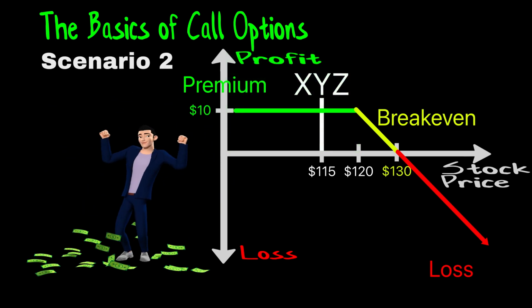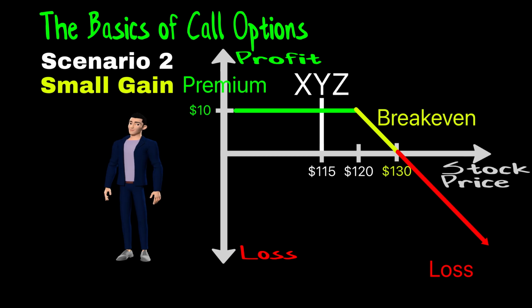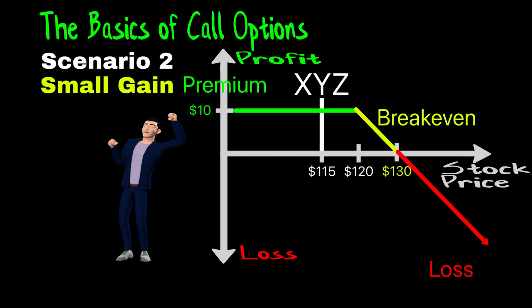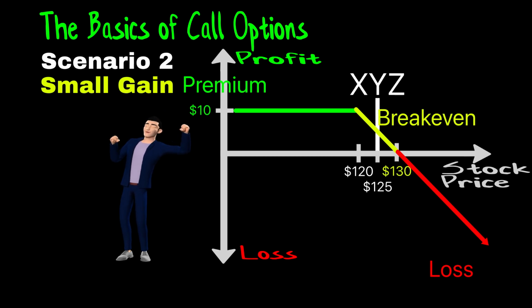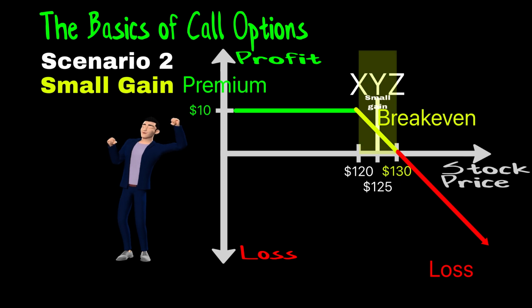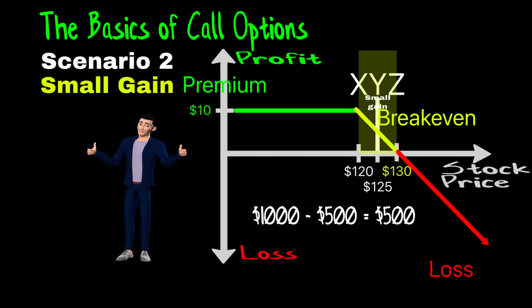Scenario 2. The company announced a new product will be released next year, and the market started to get excited to learn more about it. So the stock price drifted up to $125 per share. Because the stock is above Brad's strike price of $120 per share, but still under his break even of $130 per share, it will be in the yellow zone. Brad will buy back his option for $5 per share or $500 to finish the trade. But remember, Brad was paid his premium at the beginning of the trade of $10 per share or $1,000. So Brad will make a small profit of $5 per share or $500 on this trade.